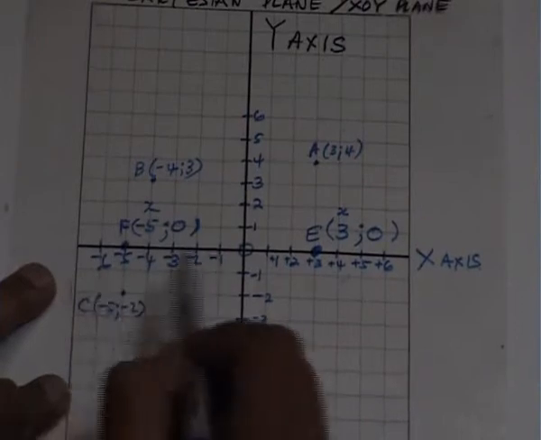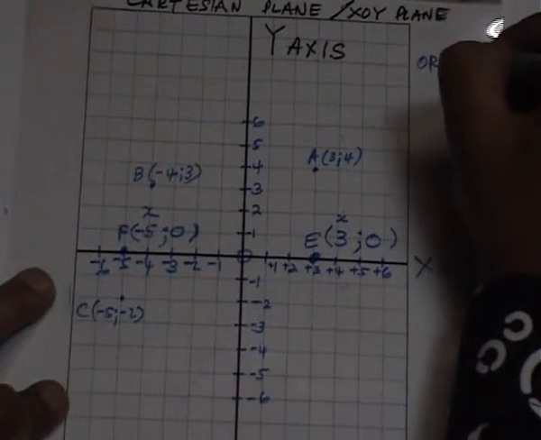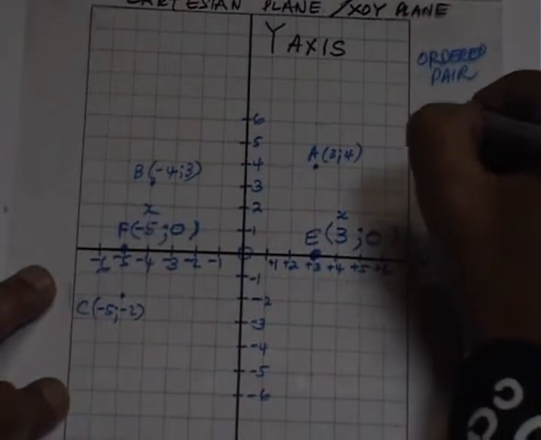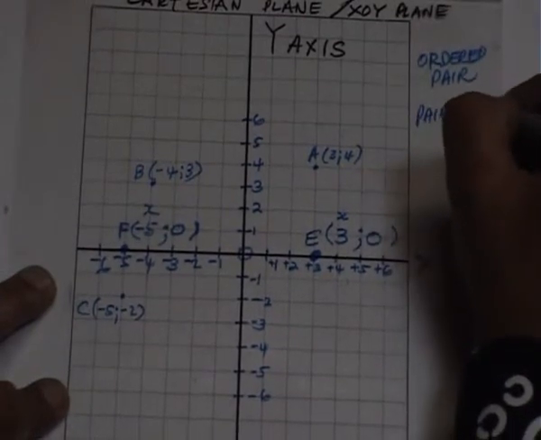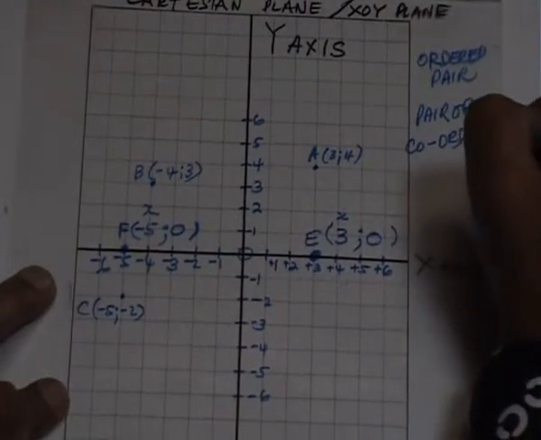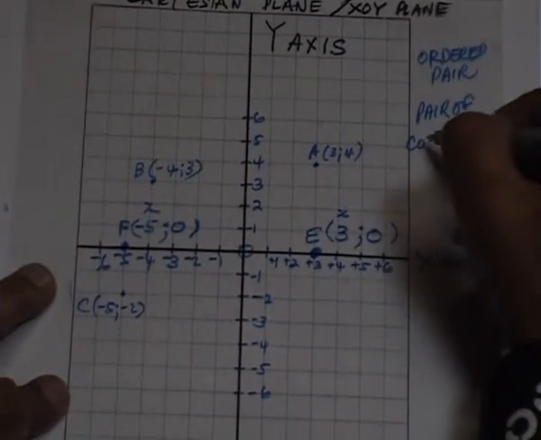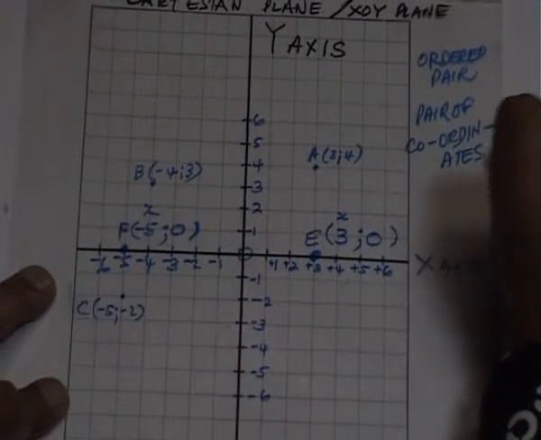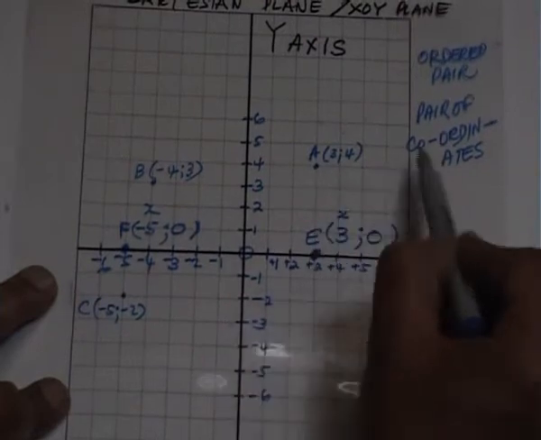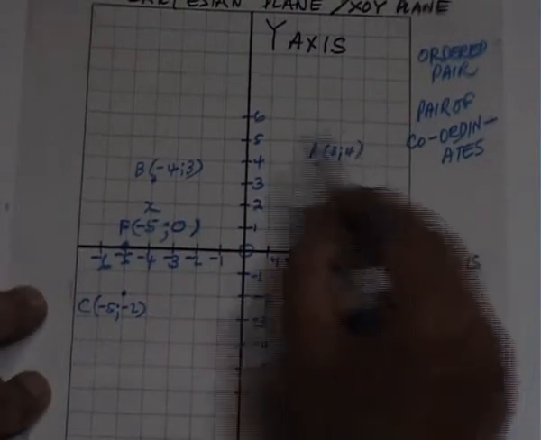So you must be able to read the coordinates now, ordered pairs of these dots that are on these lines. Now another name for ordered pair is a pair of coordinates. C-O-O-R-D-I-N-A-T-E-S. Coordinates. So I can call this an ordered pair, or I can call it a pair of coordinates. Right. So that was x and y, and so on.